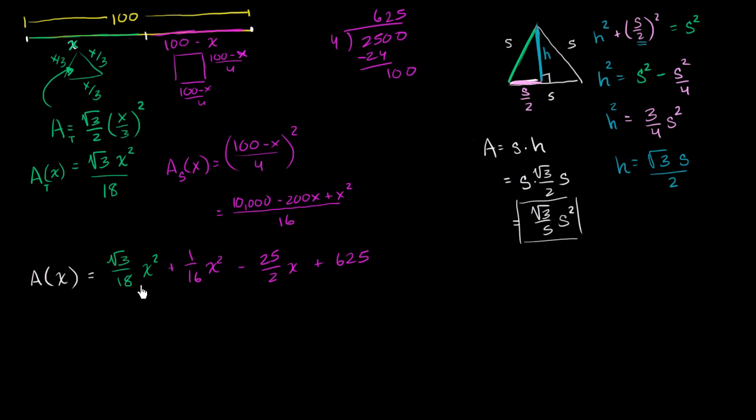625. So I could rewrite this if I want to combine the coefficients on the x squared term. This is going to be equal to, and we get quite a hairy expression right over here, square root of 3 over 18 plus 1 over 16 x squared minus 25 over 2x plus 625. And so this is the thing that we need to minimize. And I'll do that in the next video.